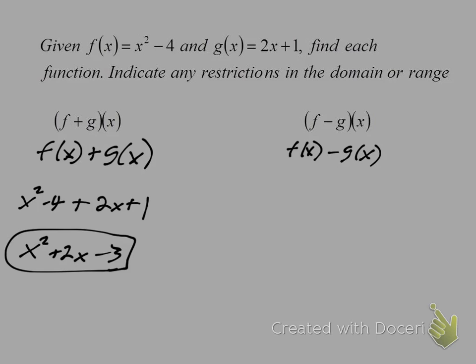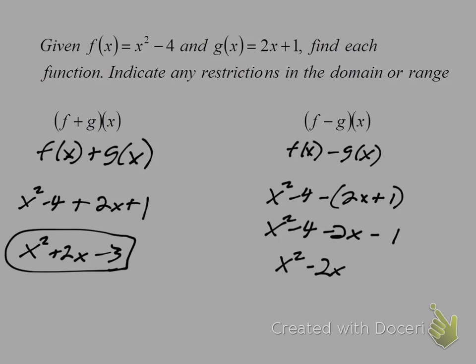But once you switch your notation, it's just like addition except it's subtraction. So x squared minus 4 minus, here's the little slight trick. Remember these parentheses because you're subtracting all of g, not just the first part of g. You're subtracting both parts of g. So you've got to distribute that negative through before you combine your like terms. So minus 2x minus 1, combine your like terms, x squared minus 2x minus 5.